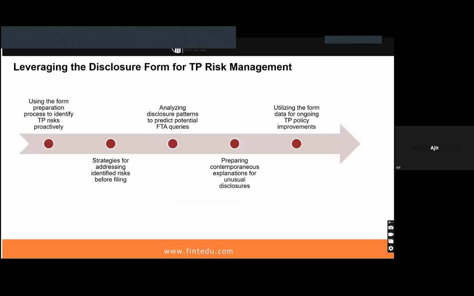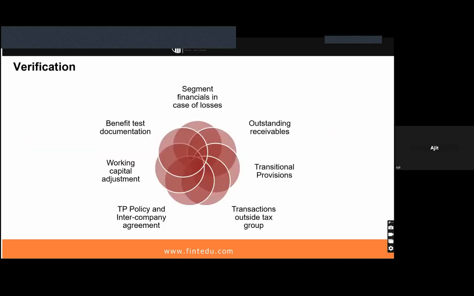Now, coming quickly to verification, before we move on to the important slide on the tax group, and we'll also talk about benchmarking. Disclosure form is not only about putting the data into the form, selecting the method and saying it is at arm's length. One needs to do an entire analysis before selecting the method and concluding at arm's length, and that analysis can be in the form of preparing segment financials for related parties.